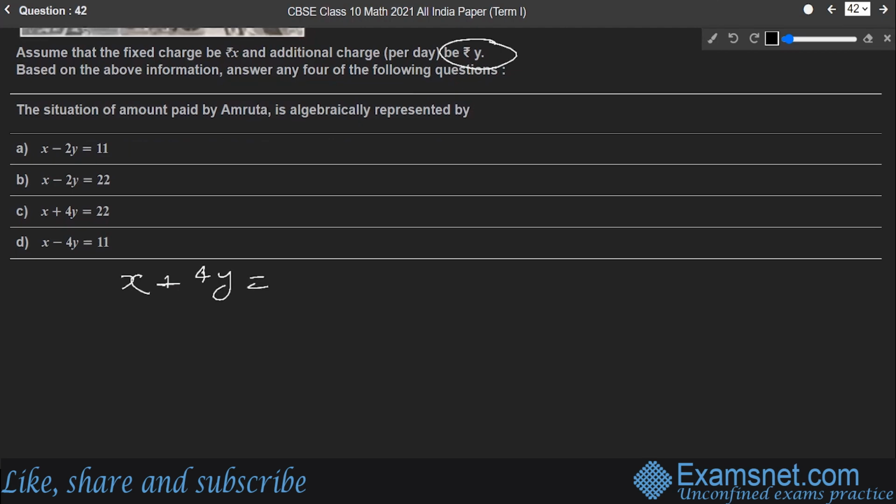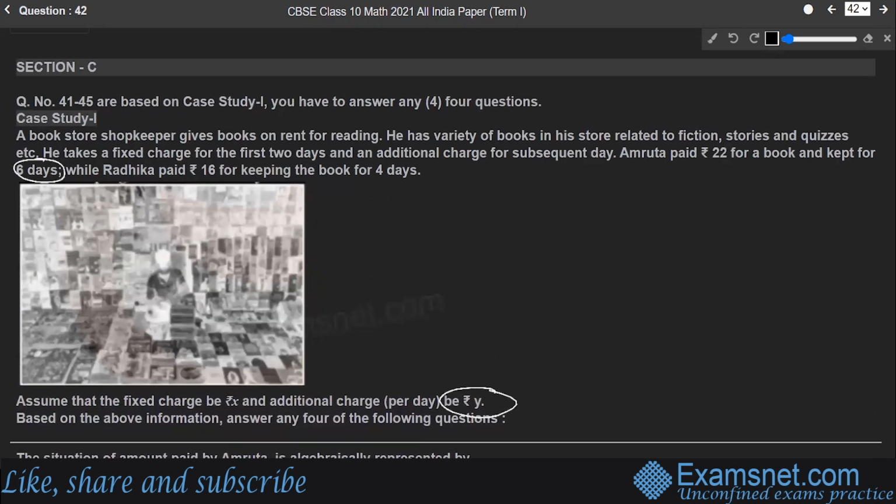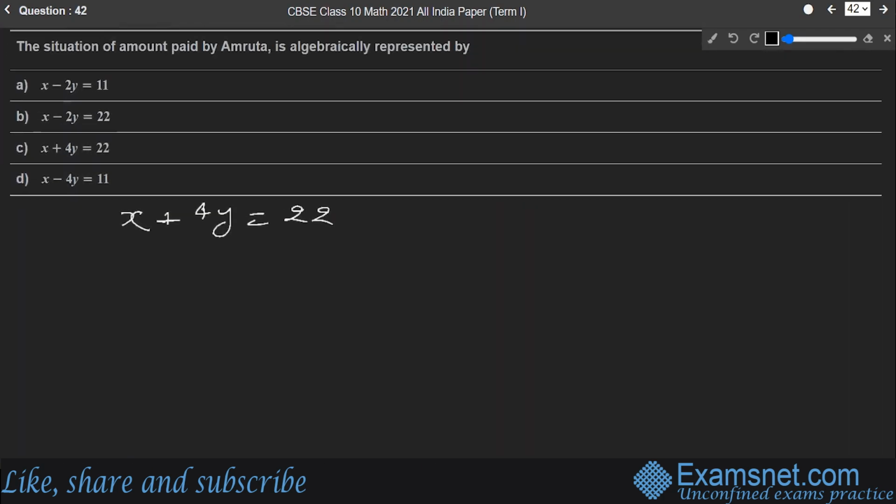So this is the total charge X plus 4Y, and that is equal to the total amount paid by Amruta, 22 rupees, as mentioned in the question itself. So that is the total charge. X plus 4Y is equal to 22. That is the equation for Amruta, and that matches with option C. So that is the right answer.